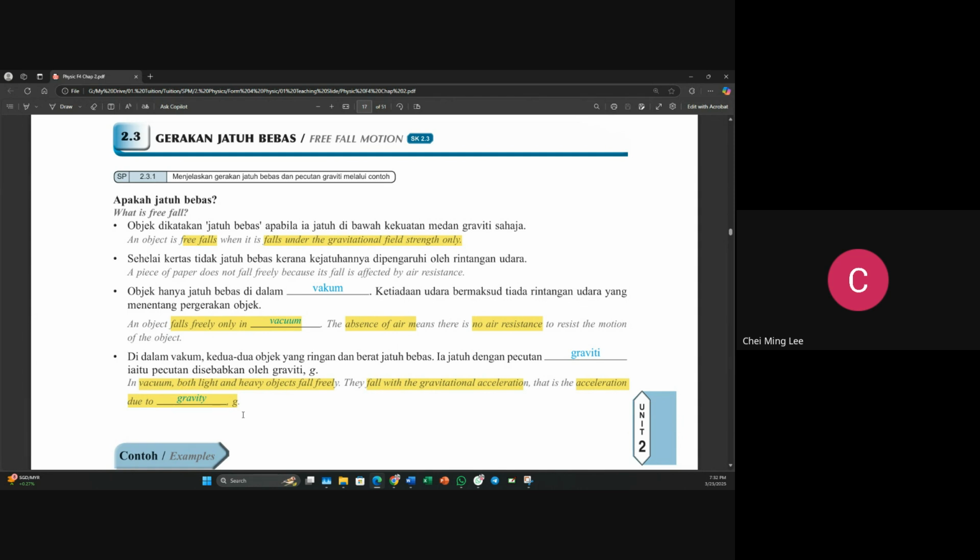g. Now we know that the formula of force is F equals ma, right? If an object falls under gravity, then F will be equal to mg, where g is the gravitational acceleration. Okay, you understand? So this is what he's trying to tell you.